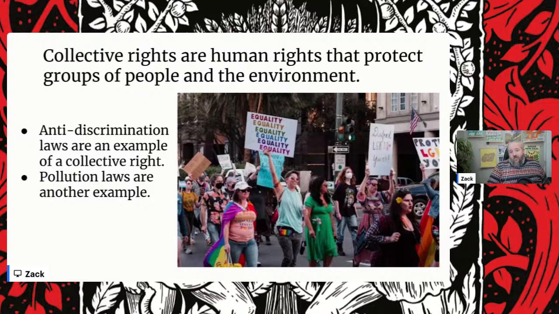Okay, collective rights, on the other hand, are human rights that protect groups of people and their environment. Anti-discrimination laws are an example of a collective right. They protect an entire class of people that are often vulnerable in one way or another. Pollution laws are another example. They protect everyone all together.